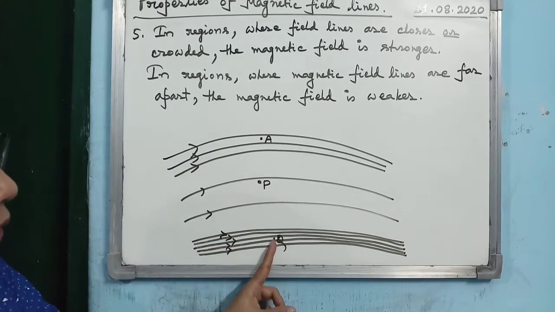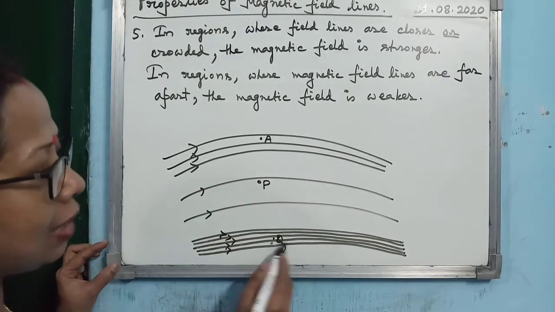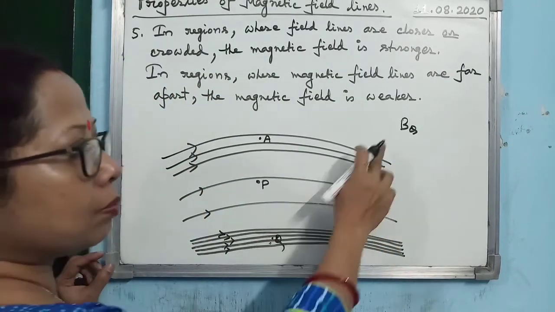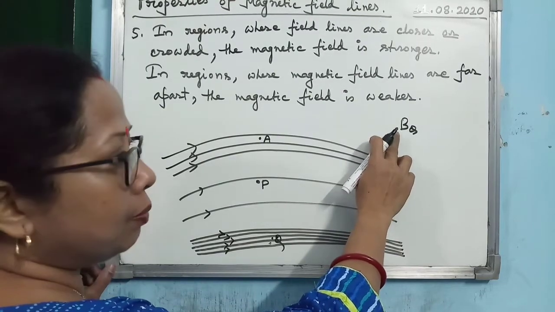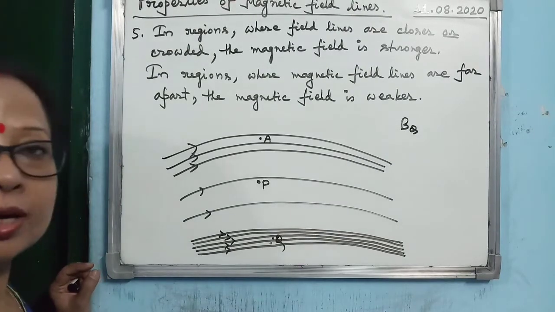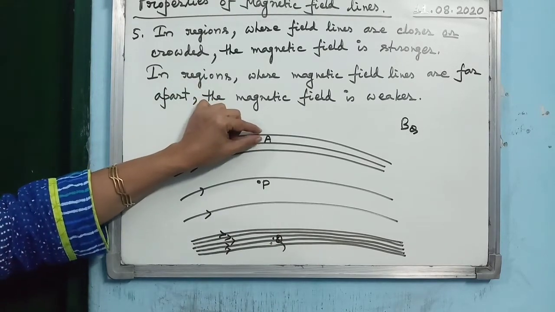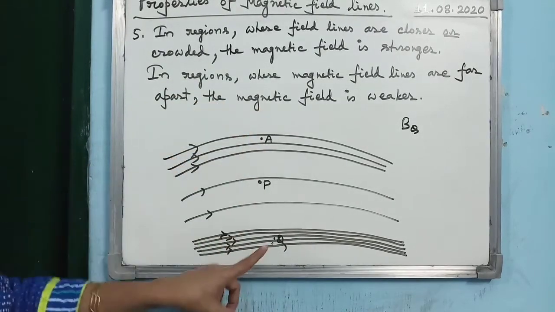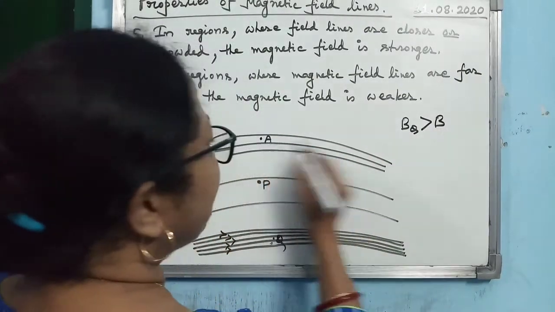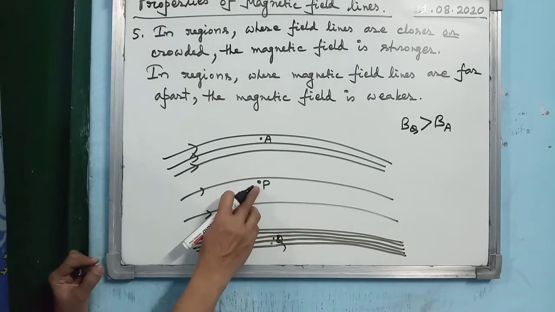Now you see the point Q, the magnetic field lines, they are crowded. Okay, so here, magnetic field strength, how we represent? By the letter B, capital B. So you see, magnetic field at the point Q is strongest or maximum. Now you consider the point A. The point, it is relatively closer, okay, relatively far away from Q. So what you can write, that magnetic field strength at the point Q is greater than magnetic field strength at the point A.